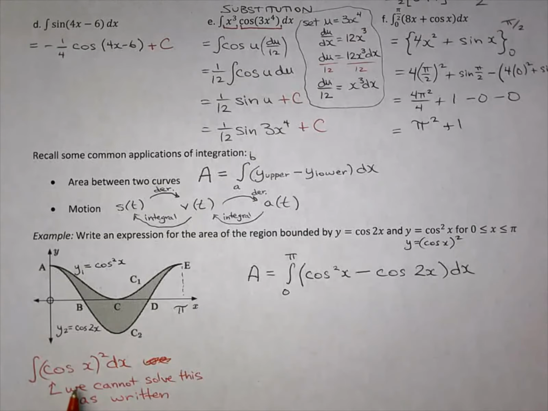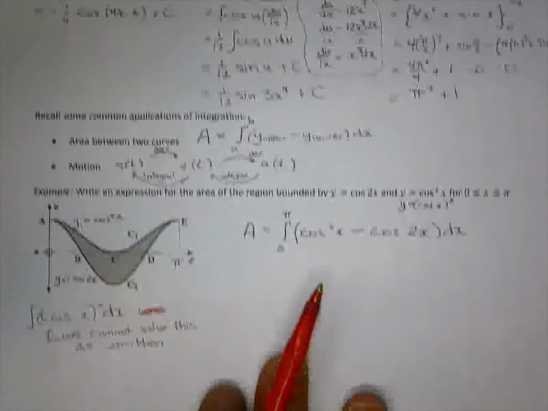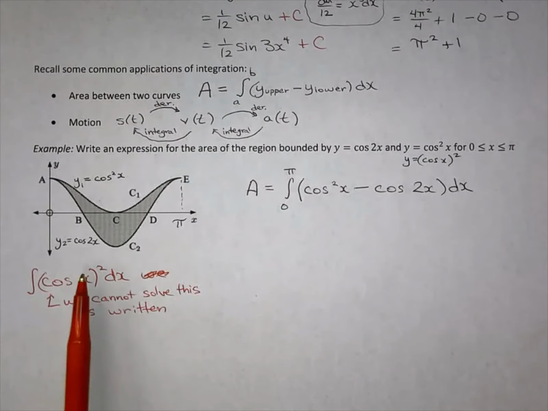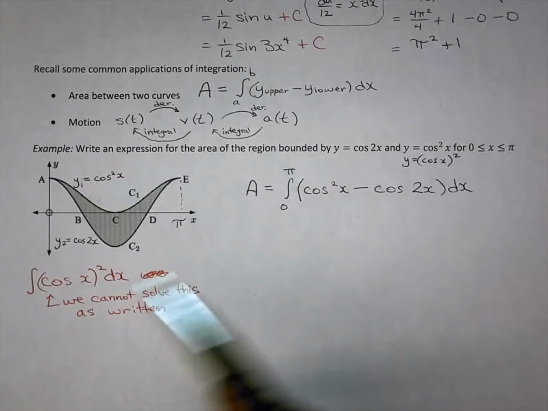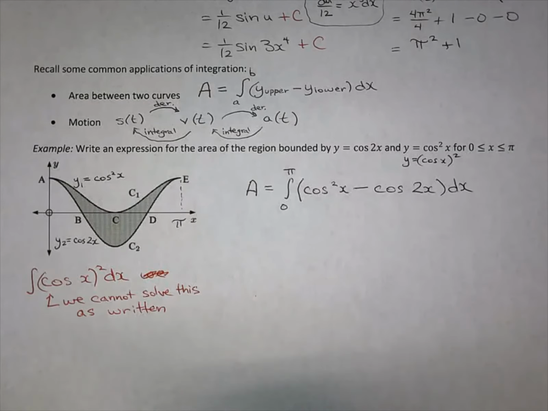Think about it. The integral with this would involve chain rule. There would be a 2 coming down, cos x, and the derivative of the interior function. It would get a little bit messy. So what we need to do is rewrite this first term, the cos squared x, as some other way that allows me to actually take the integral. Because remember, with the integral, I'm very limited. There aren't that many ways I can solve an integral.